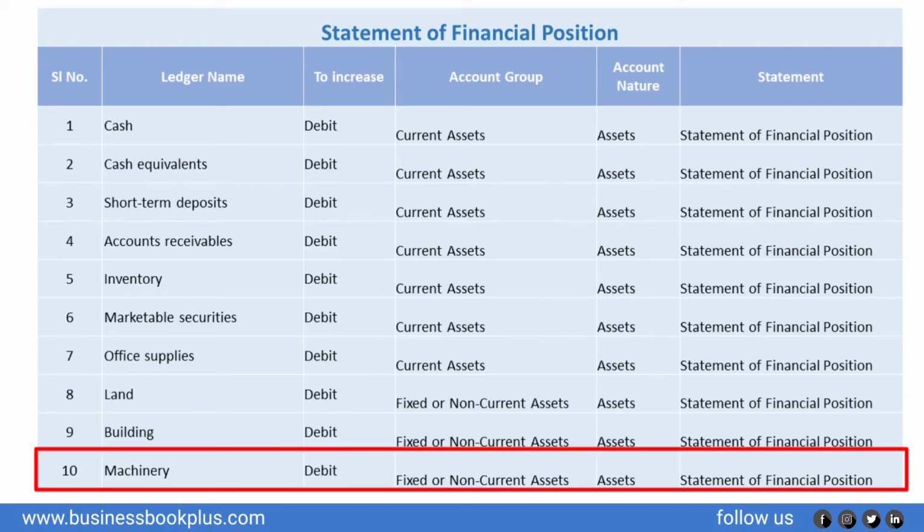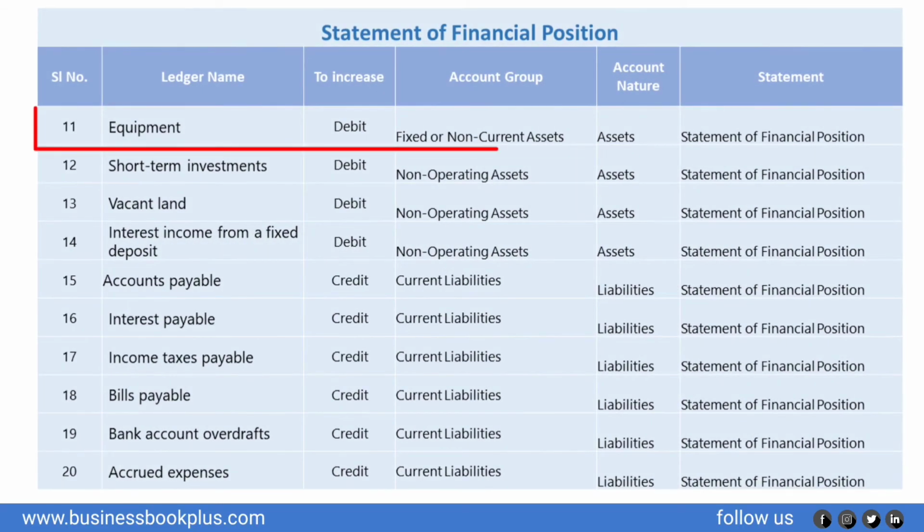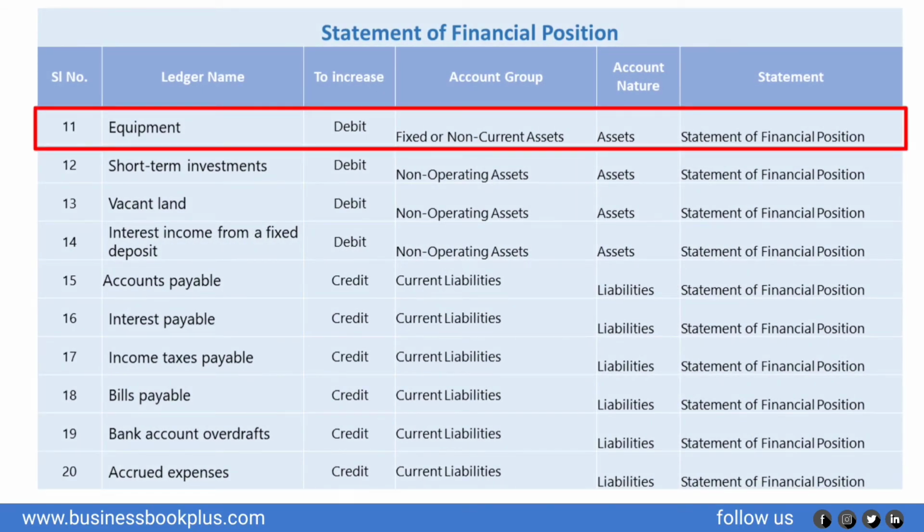Machinery. Increases when debited. Account group fixed or non-current assets. Account nature assets. It affects the statement of financial position. Equipment. Increase with debit. Account group fixed or non-current assets. Account nature assets. Affects the statement of financial position.